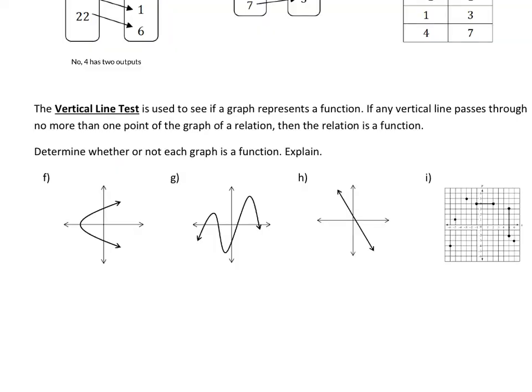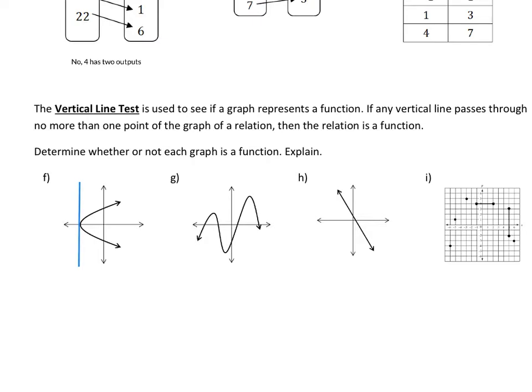The vertical line test is used to see if a graph represents a function. If any vertical line passes through no more than one point of the graph of a relation, then the relation is a function. Determine whether or not each graph is a function and explain. So for the vertical line test, we need a vertical line. So I'm going to go ahead and draw a vertical line. Okay, so when I take this vertical line and I move it across the graph, if at any point the graph touches our curve at more than one point, it is not a function.